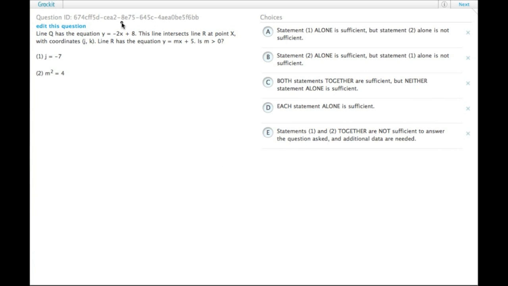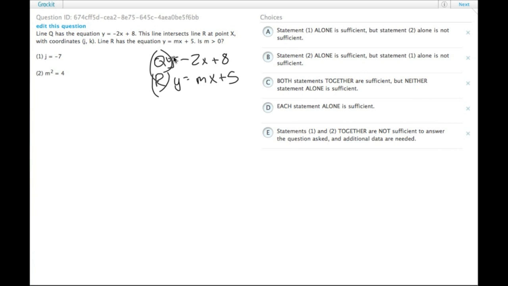So line Q has this equation. It intersects line R, which also has this other equation. So I'm going to get these down again. So Q equals negative 2x plus 8. R is y equals mx plus 5. Wow, that looks terrible. Anyway, we still have the equations and they're easy to get at.